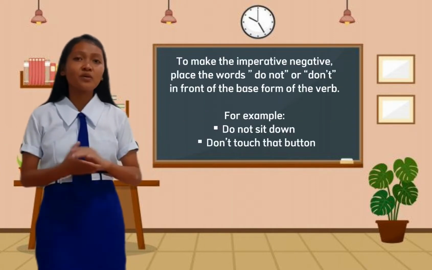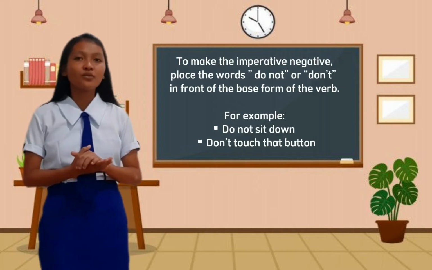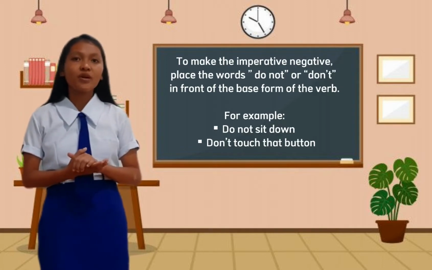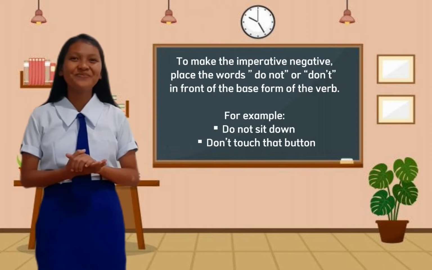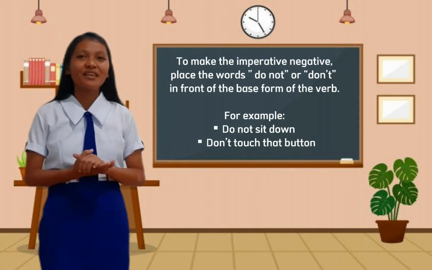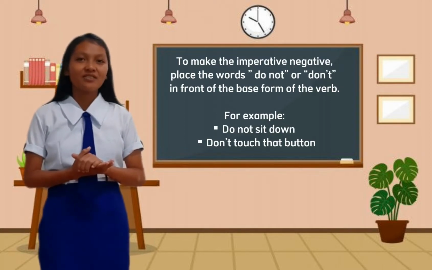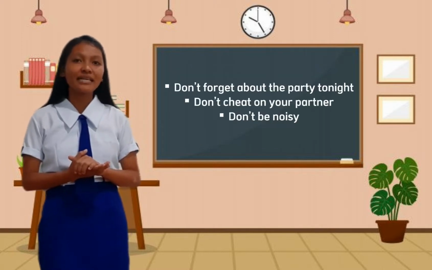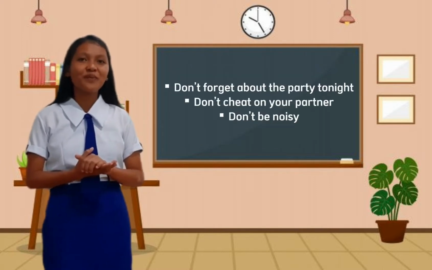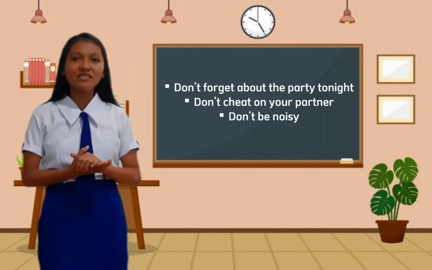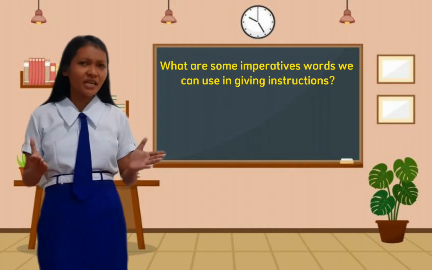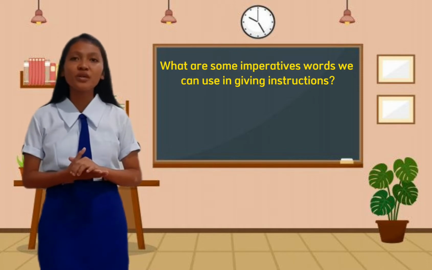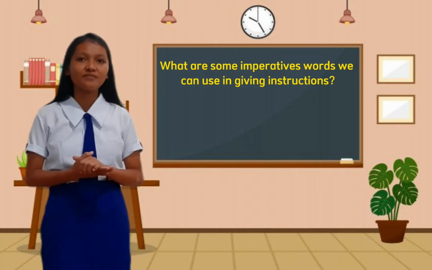And to make the imperatives negative, place the words do not or don't in front of the base form of the verb. For example, do not sit down. Don't touch the button. Don't forget about the party tonight. Don't cheat on your partner. Don't be noisy.